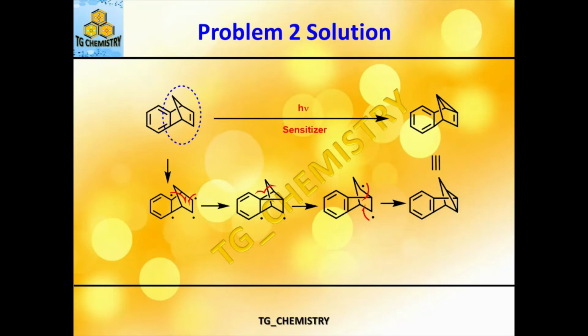final product. I hope you don't have any problem understanding the mechanism, the probable course of the reaction, because it's been represented with arrows in a very easily understandable way. So this was the second problem and its solution.